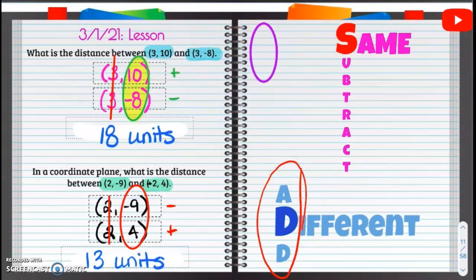13 units. And that's it for this. I know it might be a little tricky. Don't stress. We'll get the hang of it. But that's it for our lesson. Great job.